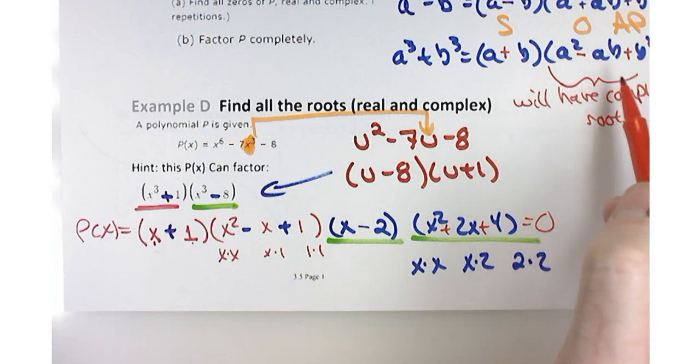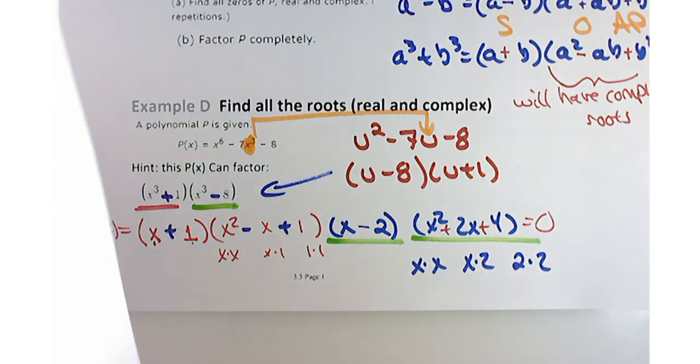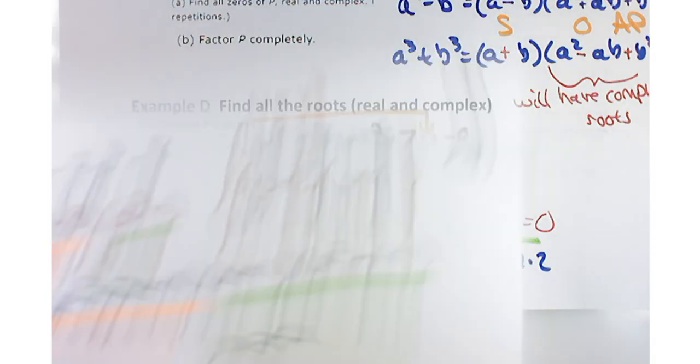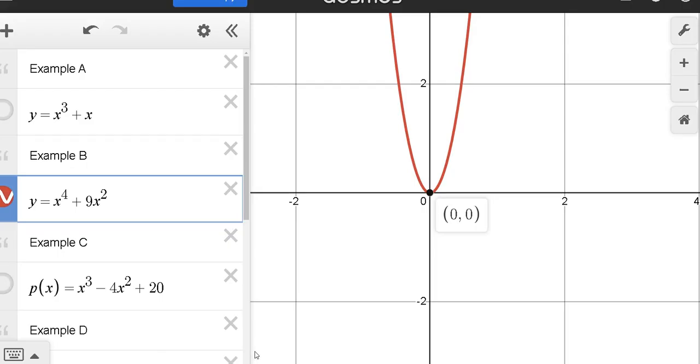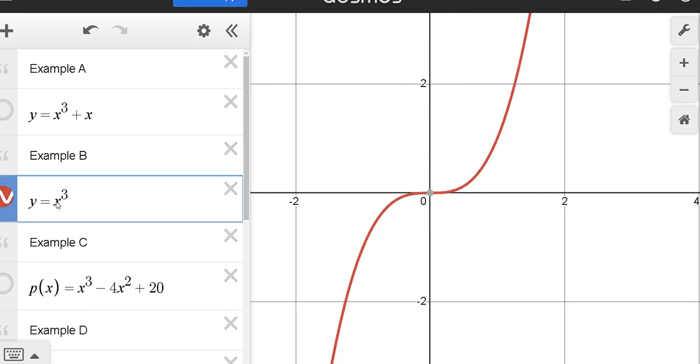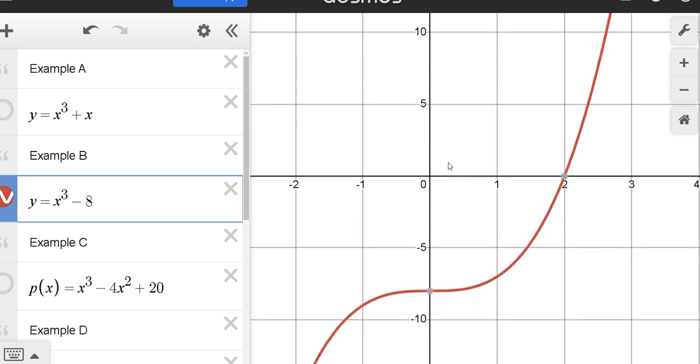This part's always going to be a quadratic. You're only going to get one real solution out of these things. You can kind of convince yourself of that if you look at the graph of x cubed minus something and x cubed plus something. So let's take a quick look. If I did y equals x cubed minus 8, well, that graph only crosses the x-axis once, right?